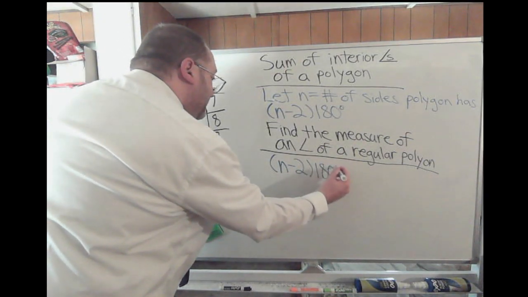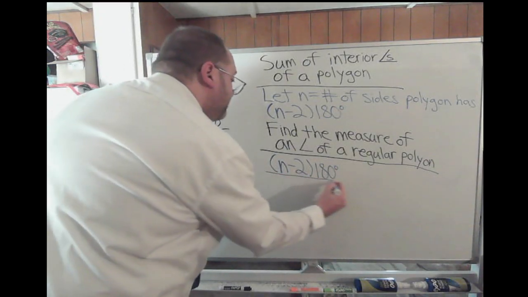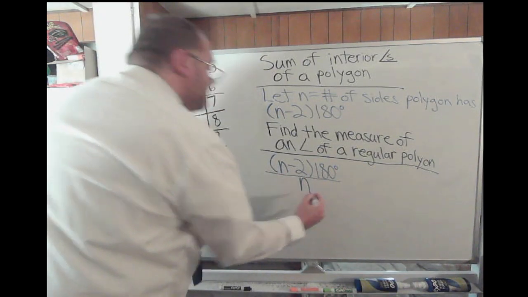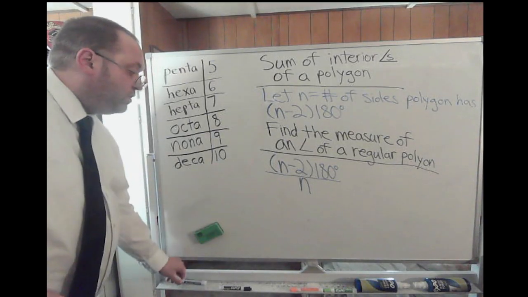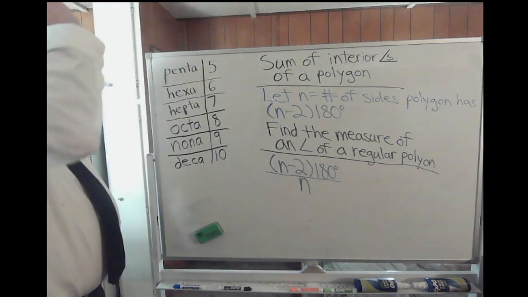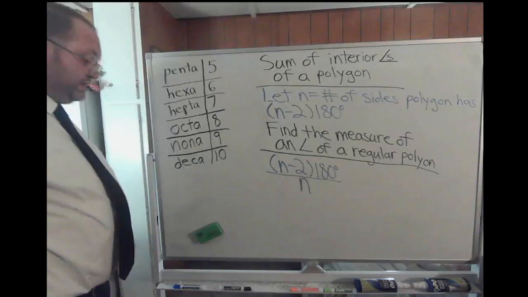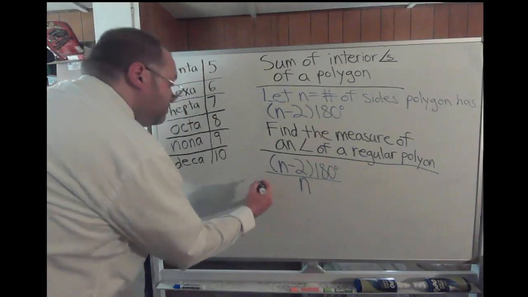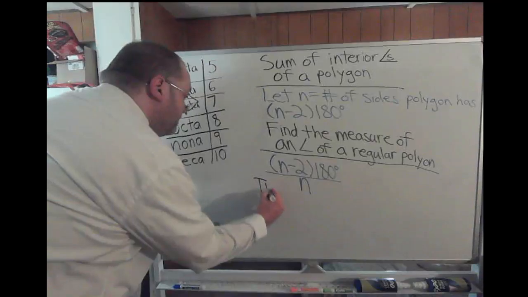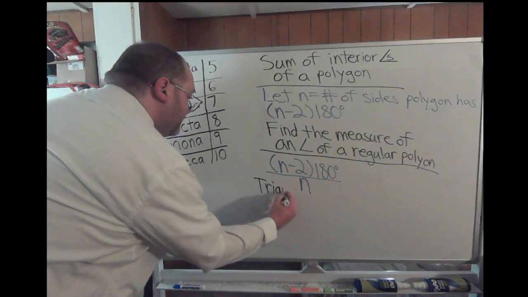You'll take all that, you'll divide that by n. You'll divide that by the number of sides. That's the formula to find it. So let's say, for example, let's deal with the triangle again, because why not, right? Let's deal with the triangle again.